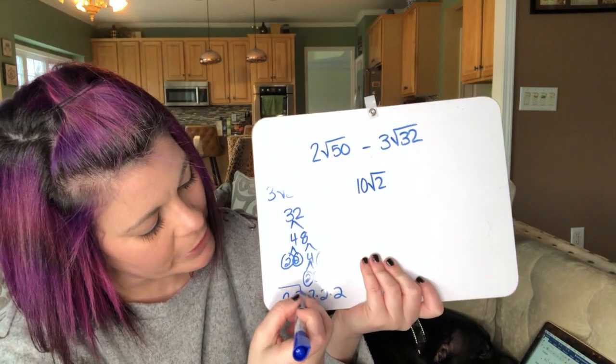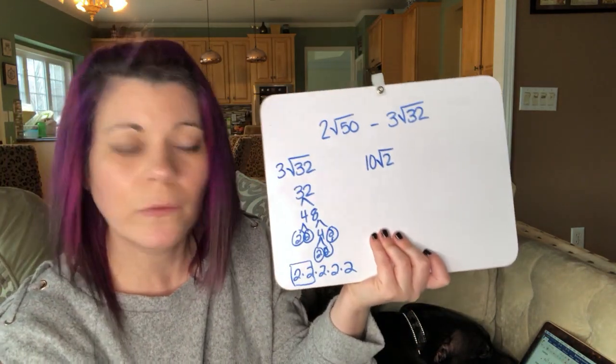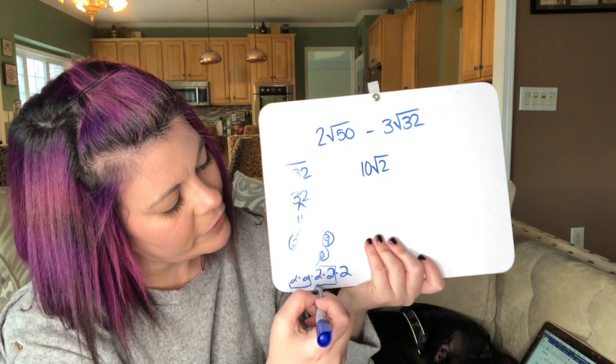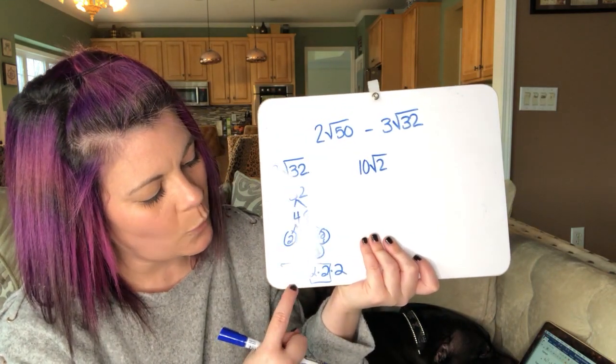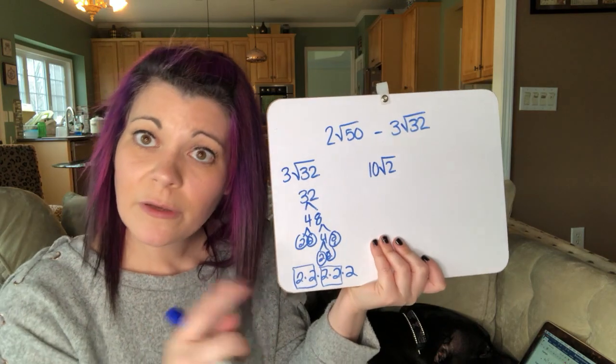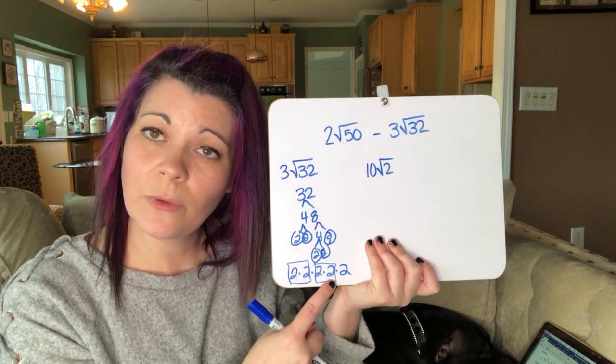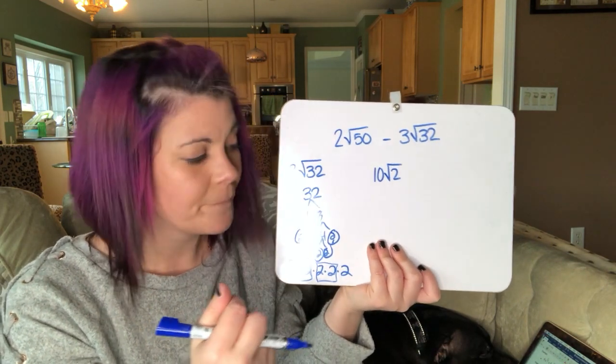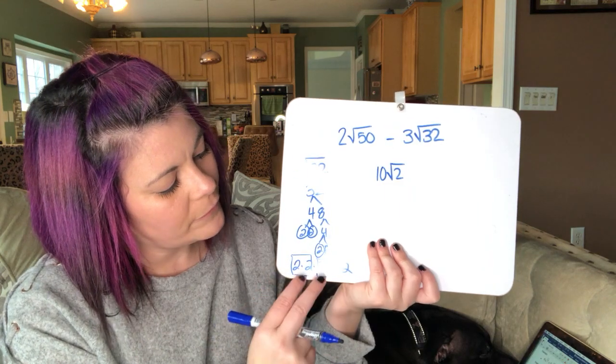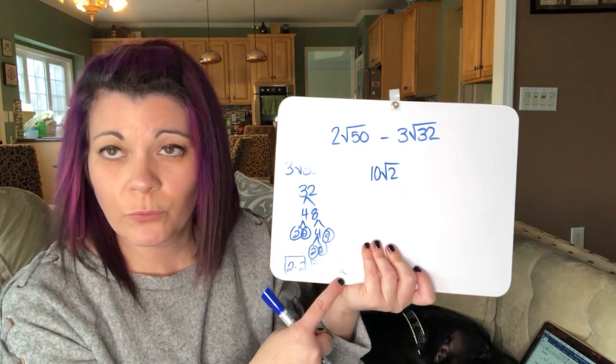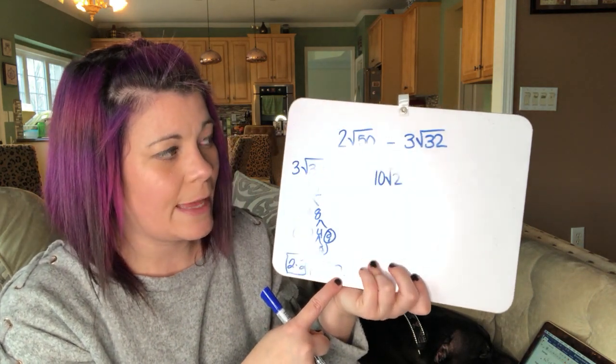So I'm circling pairs. Here's a pair of 2's. Oh, I have another pair. Here's another pair of 2's. So I can take out two 2's. I took out one 2 here, one 2 here, and 2 times 2 is 4, because I have to multiply them. But I'm left with the square root of 2 inside.